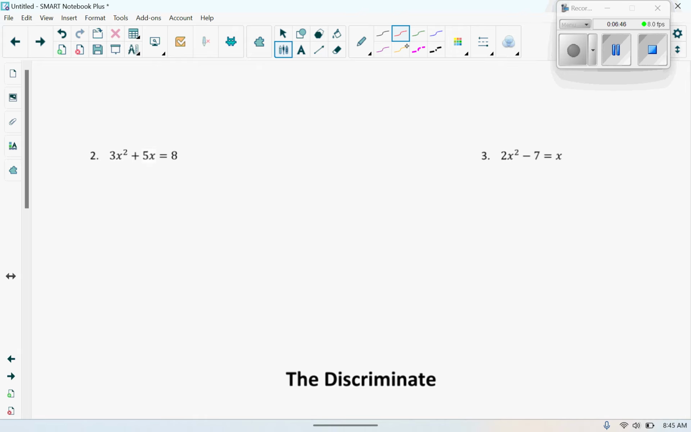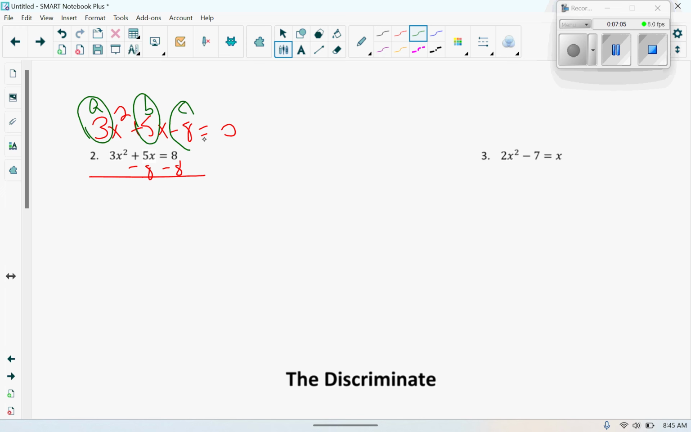So the first thing that I noticed about number 2 is that it's not set equal to 0. So I'm going to set it equal to 0. So I have 3x squared plus 5x minus 8 is equal to 0. So A is equal to 3, B is equal to 5, and C is equal to negative 8. So I'm going to plug it in the formula. X equals negative B plus or minus square root B squared minus 4AC all over 2A.